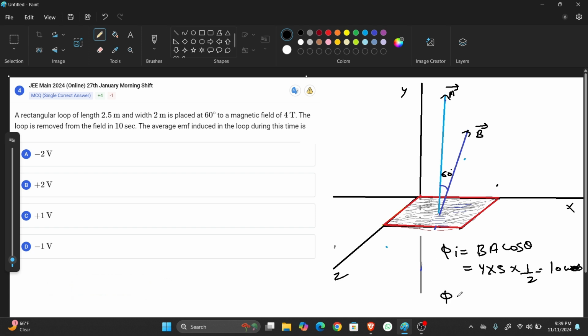What will be phi final? At the final stage the loop is removed from the field, so there will be no flux passing through the loop. Then phi final will be 0.